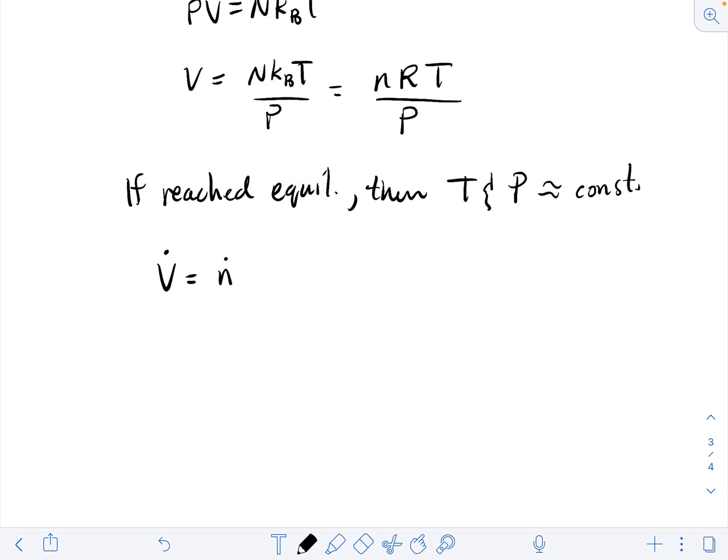And in that case, V dot is just equal to n dot RT over P. So the rate that we're removing moles of particles from the vapor is equal to the rate, the number of moles per unit time, that particles are leaving the liquid by evaporation.